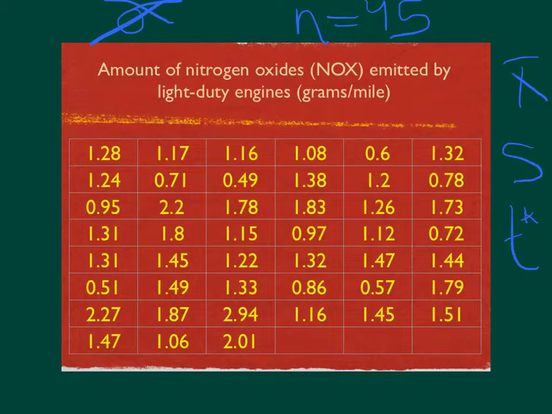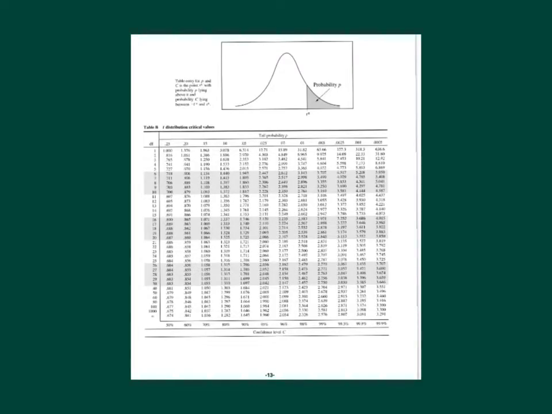So let's see, what do we do? Let's say I decide that I want to look at a 95% confidence interval. So I know that I have to take a critical value that's going to correspond to this 95%.